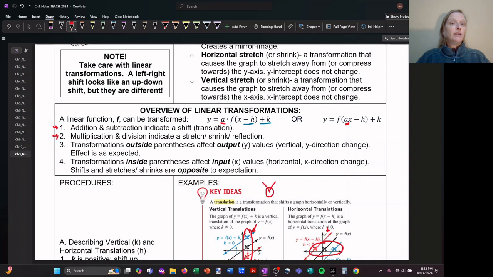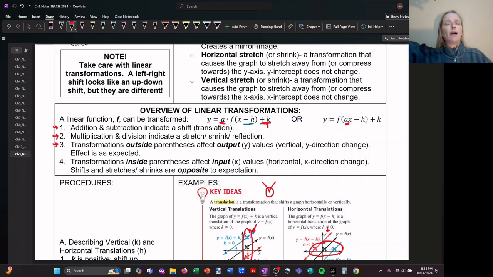How do you know what kind of shift or what kind of stretch or shrink? That depends on whether you're outside the parentheses or inside the parentheses. So if you see any of these changes outside the parentheses, like this K is outside parentheses, this A is outside parentheses, you're affecting the output value. You're changing the output value after X has already been through the function machine, and then you add something onto it or you multiply it by something.